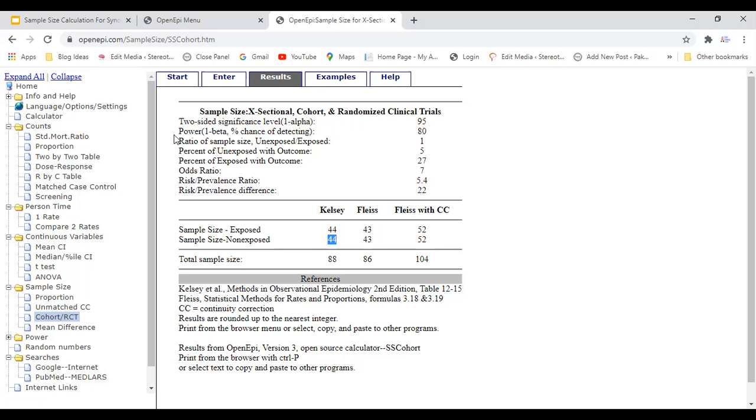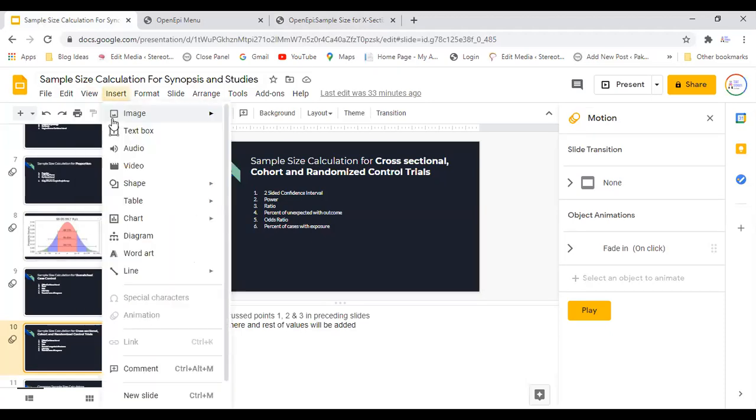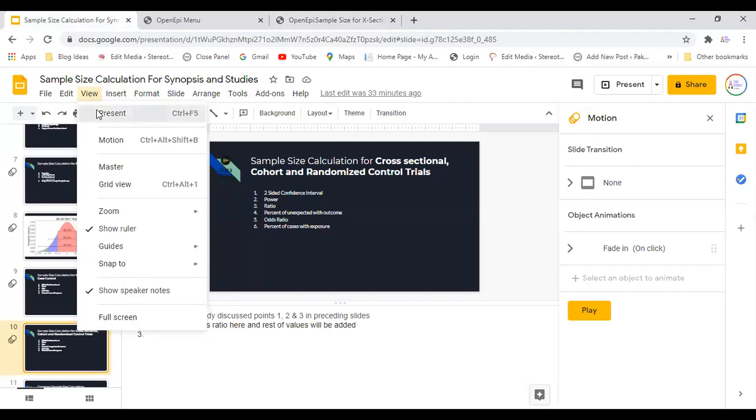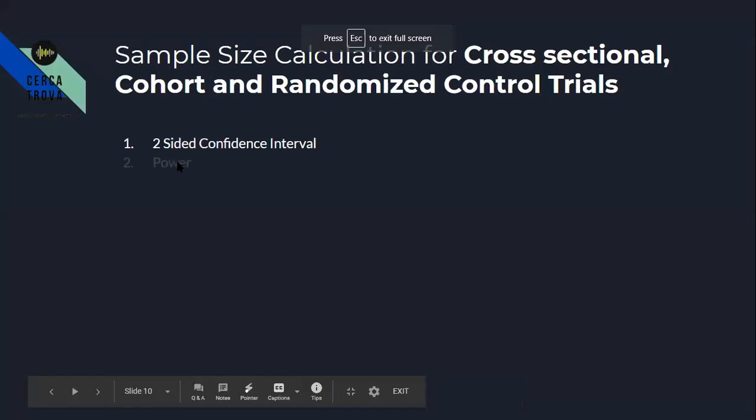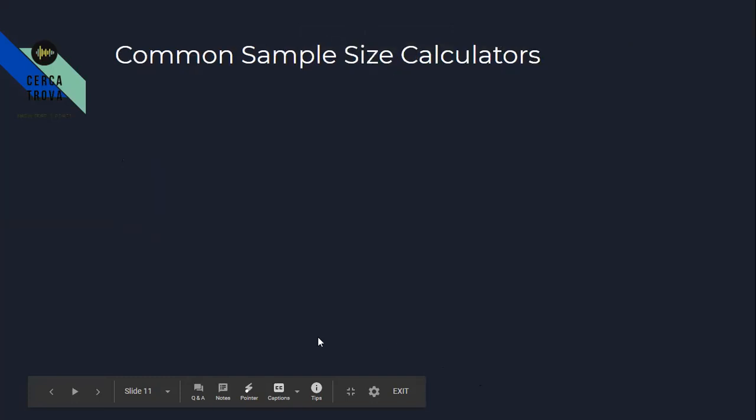That's it. This is the basics about sample size calculation. It is not that difficult. All you need to know is some basic knowledge about terminologies and how to calculate them. And I hope that I'm clear till this point. If there are any queries, please do ask, because after this, we'll be moving on to the next part of the presentation.